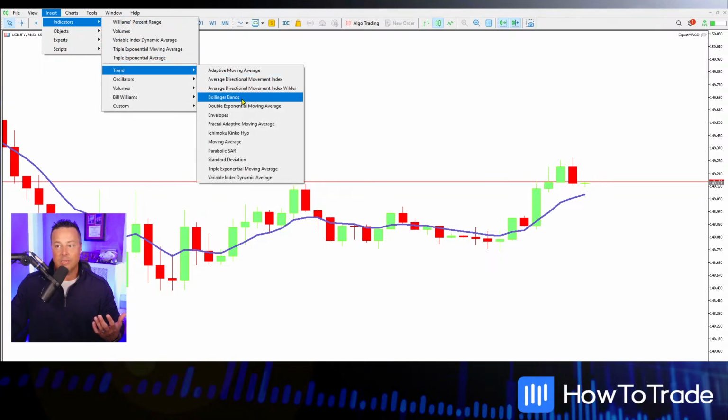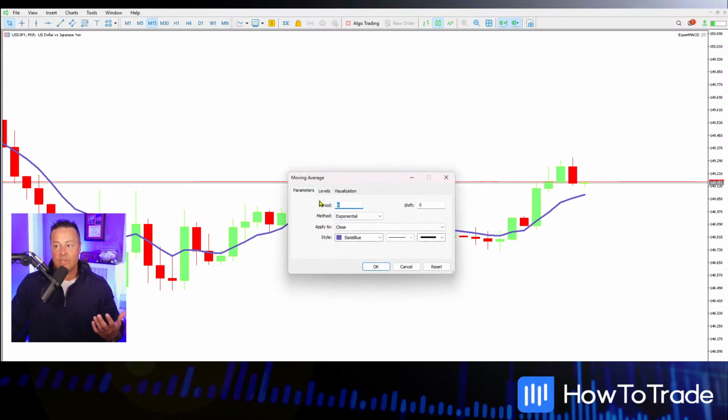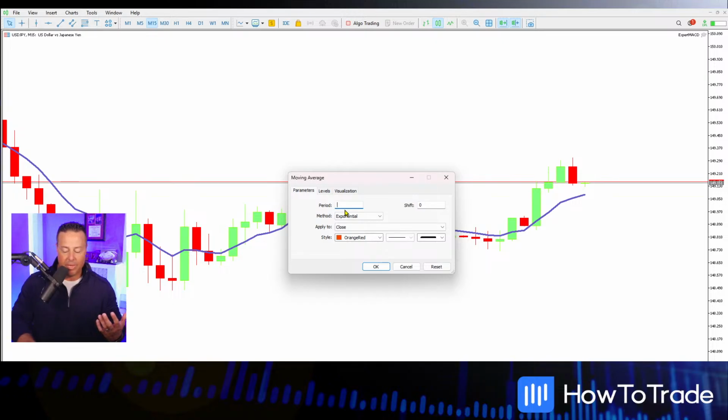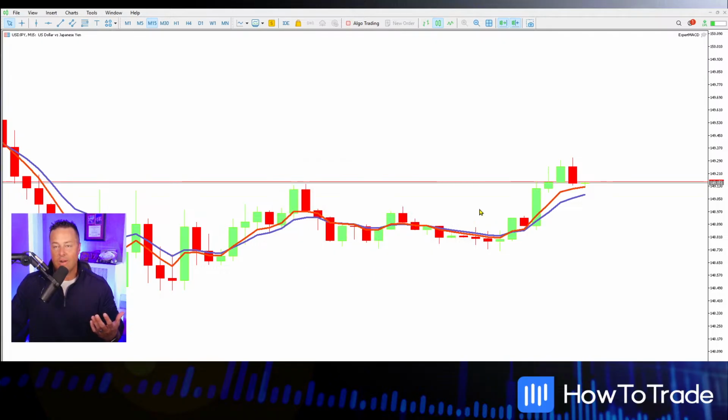You're going to go to Trend. You're going to go right down to moving average. I highly recommend changing the color. So let's go ahead and put a 5 on there. I always like my shortest time frame to be in red. So let's go ahead and go 5, exponential close. Then we're going to go ahead and go OK. Okay, you can see where our 5 and an 8 is.